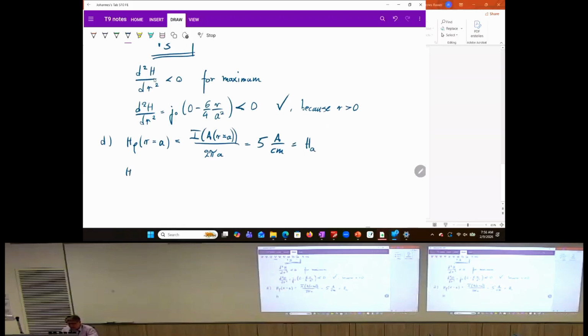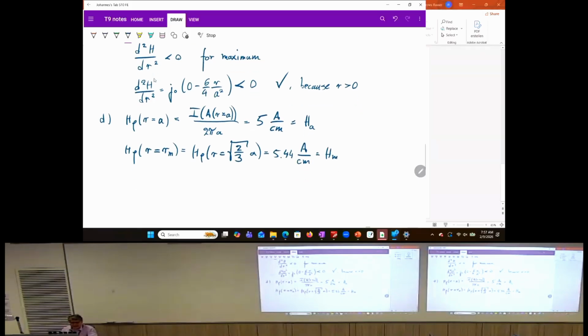And if you look at the radius r equal to Rm, that means H phi where r is equal to the square root of 2/3 of a, then by inserting the values you obtain 5.44 ampere per centimeter. That is our Hm.